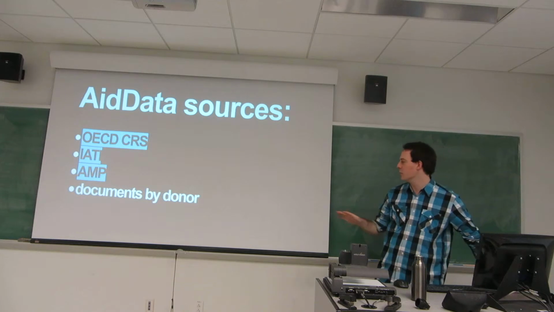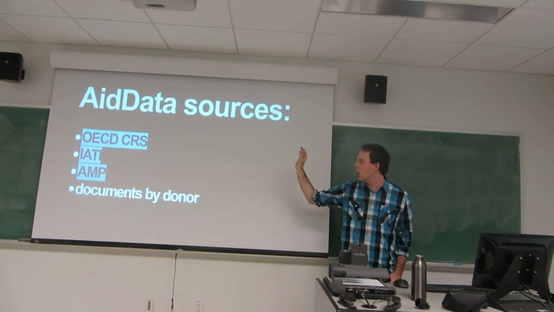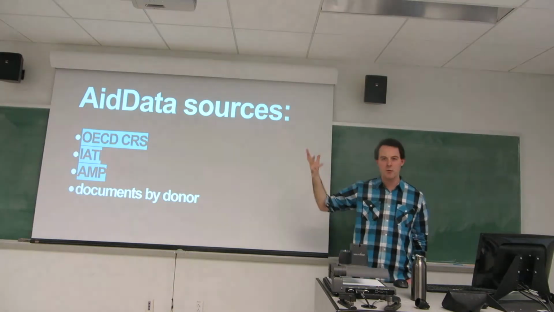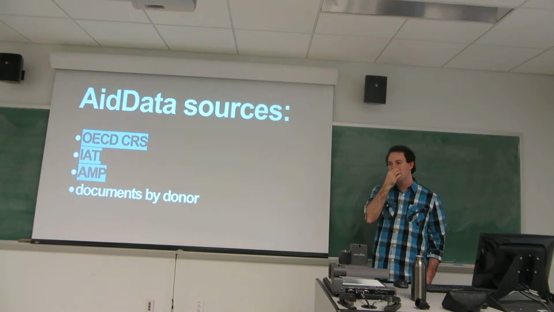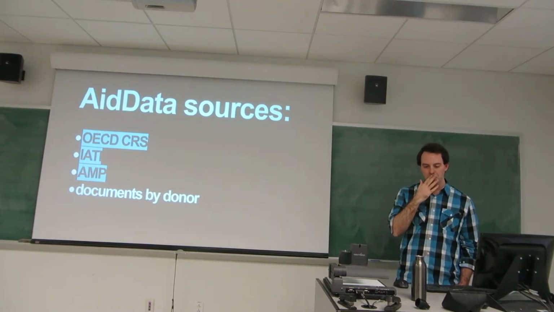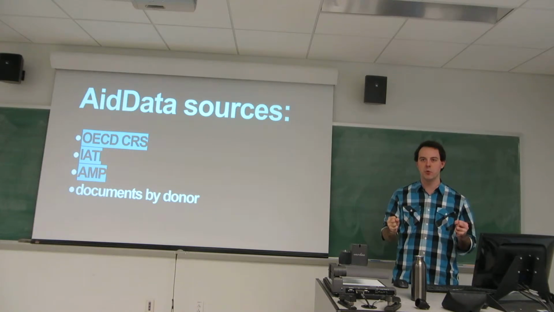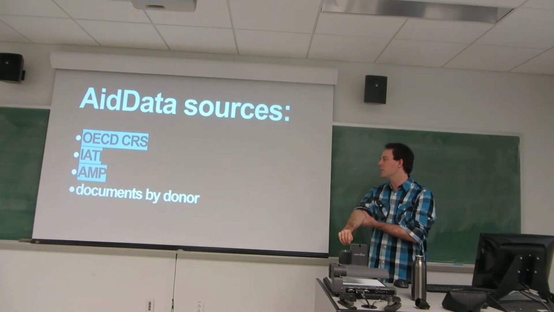So we have many sources. One is documents. But we also have these other three. OECD CRS, I've been talking about the OECD a lot. The CRS is their creditor reporting system. This is the OECD's official list of the aid that the richest countries in the world give to the rest of the world. This is their official list. That's one of our sources.